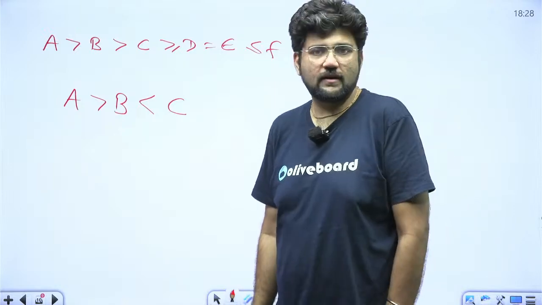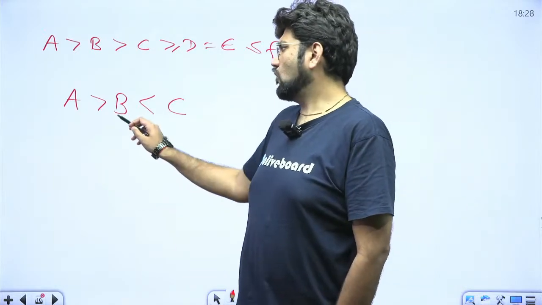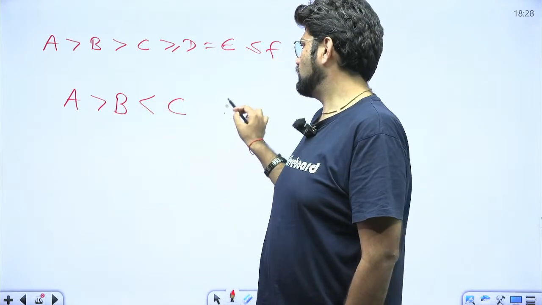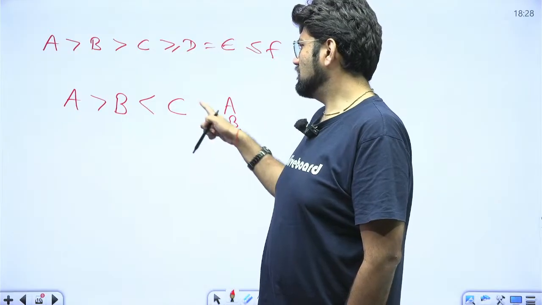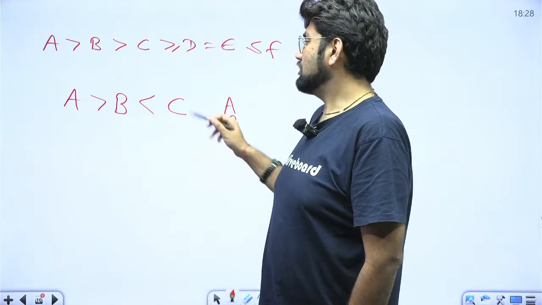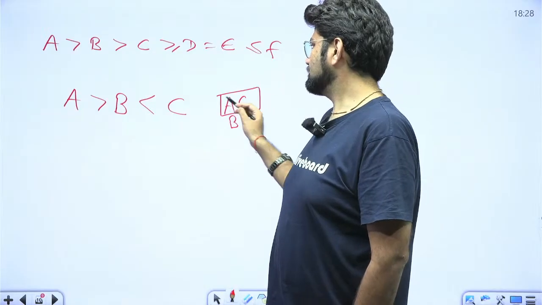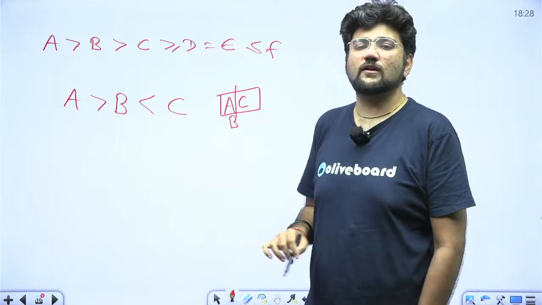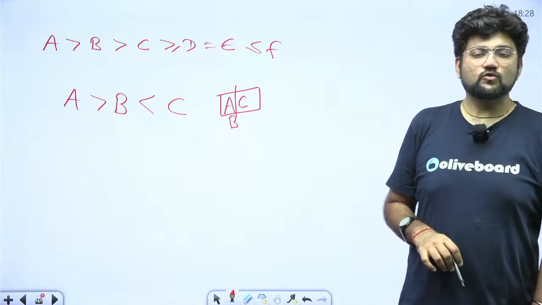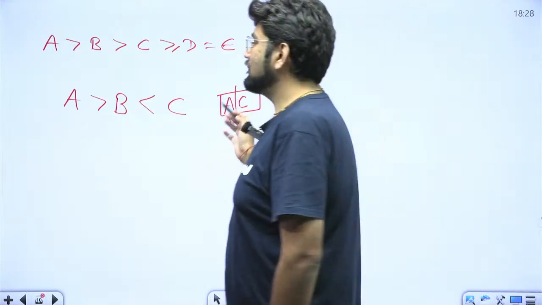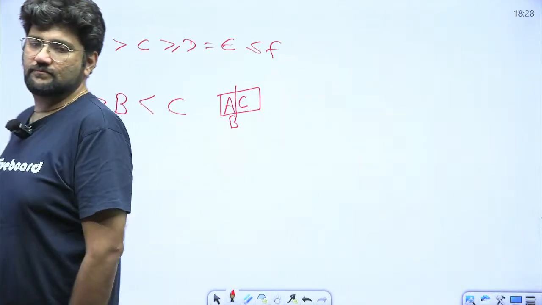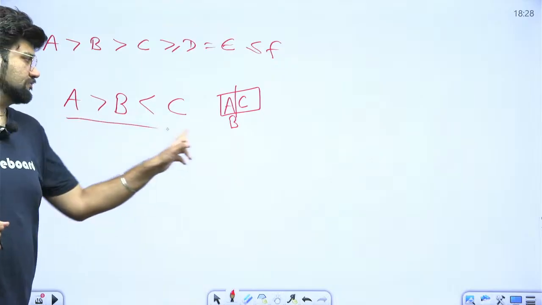Some of you will try it, of course. We'll think like the order question only. A is greater than B, so A can be above B. B is less than C, so C can be above B. But between A and C, I don't know who is greater, who is smaller. So technically, I am not able to determine the exact relationship between them by this set of information.